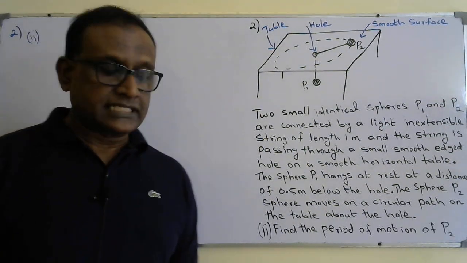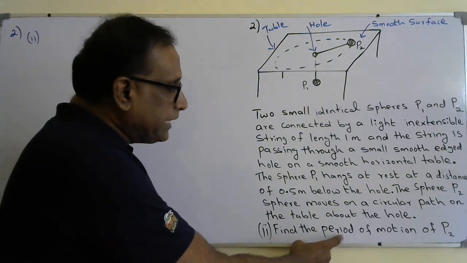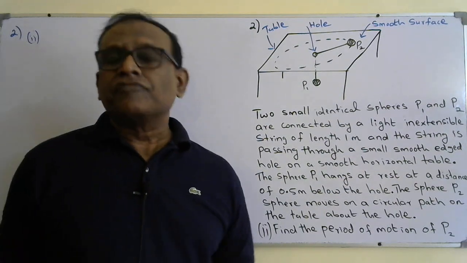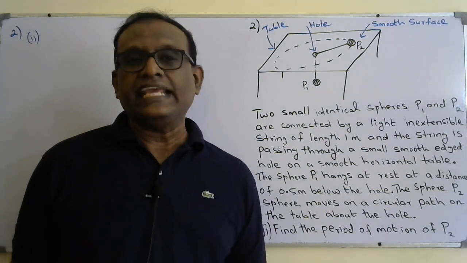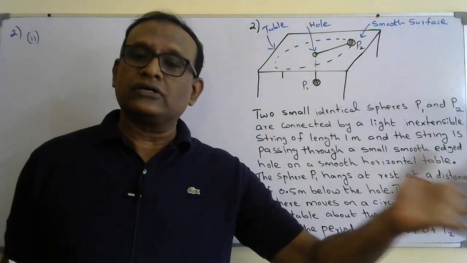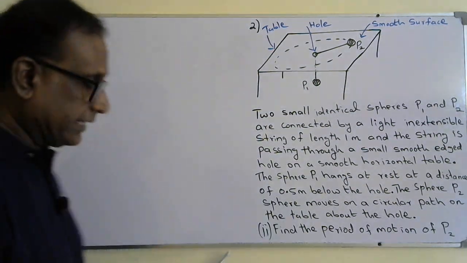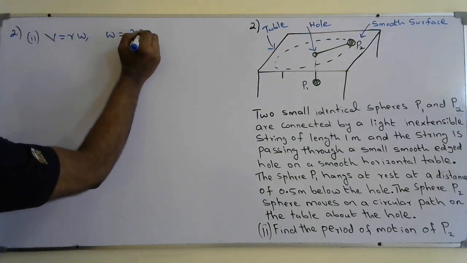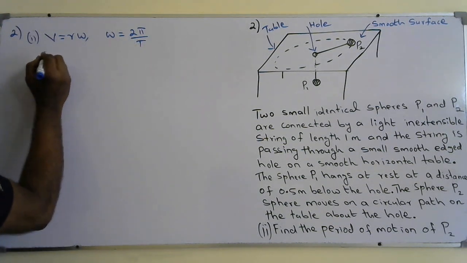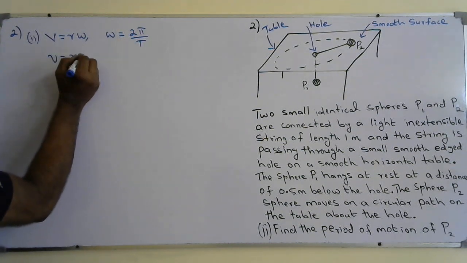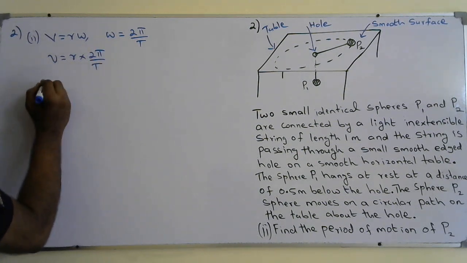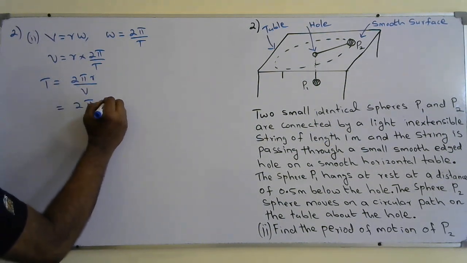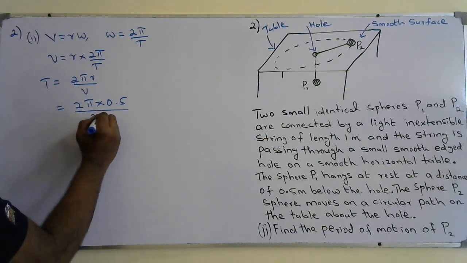Now the second part of the second question: find the period of motion, that is the period of circular motion of sphere P2. We found the speed already. We can use v equals r omega, and omega equals 2 pi over T. From that we can find the period. Combining these, v equals r times 2 pi over T. So T equals 2 pi r, the circumference, over v: 2 pi times the radius 0.5 over v, which we found to be 2.21.